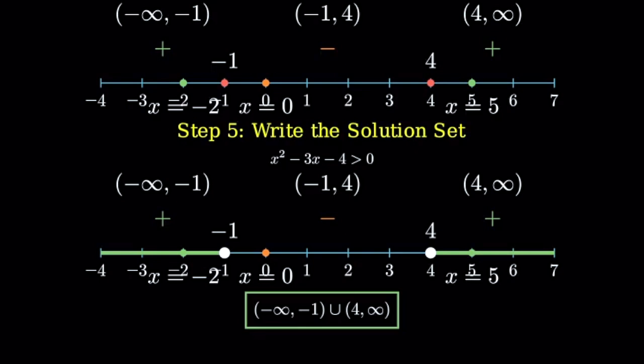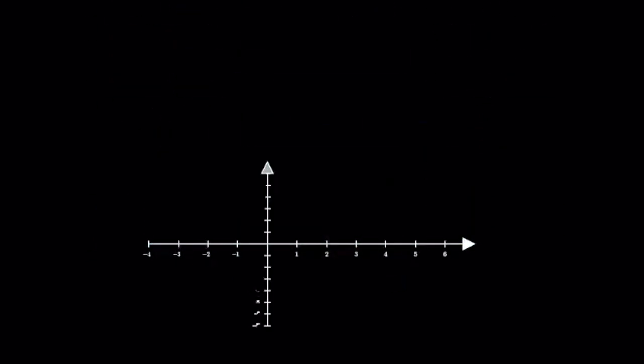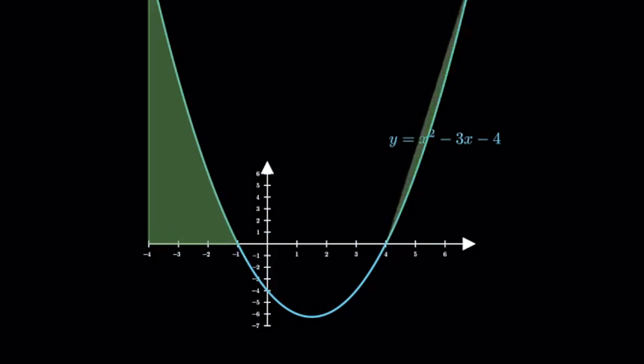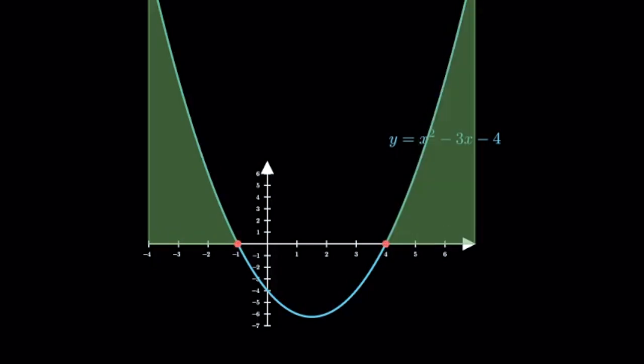We can also visualize this by graphing the parabola y = x² − 3x − 4. The inequality asks where the parabola is above the x-axis, since it's greater than 0. As you can see, the graph is above the x-axis for x values less than −1, and for x values greater than 4, which matches our solution.